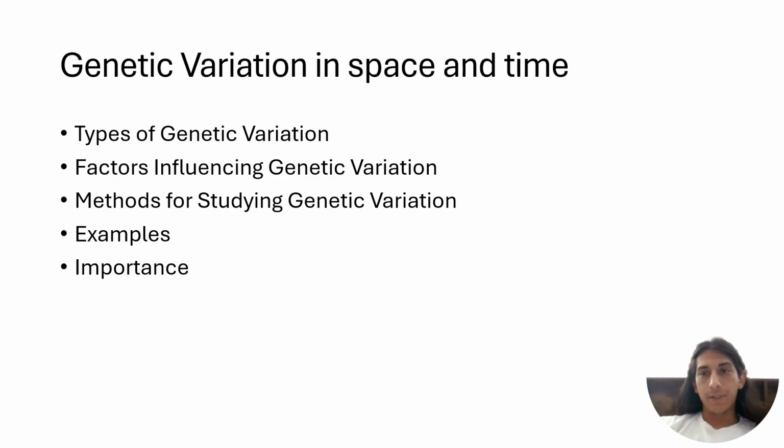Genetic variation in space and time. So genetic variation in space and time refers to the study of how genetic differences are distributed across different geographic locations and how they change over time. Types of genetic variation: spatial variation, genetic differences between populations or individuals at different geographic locations.